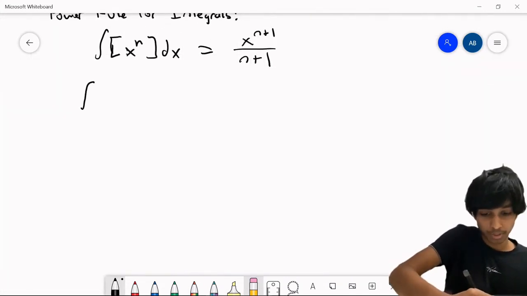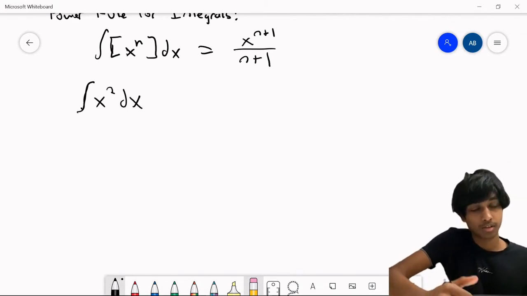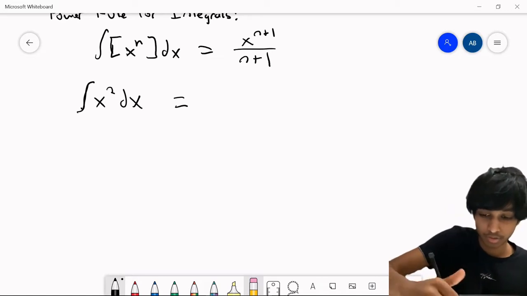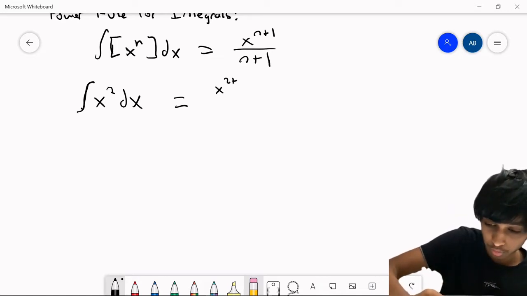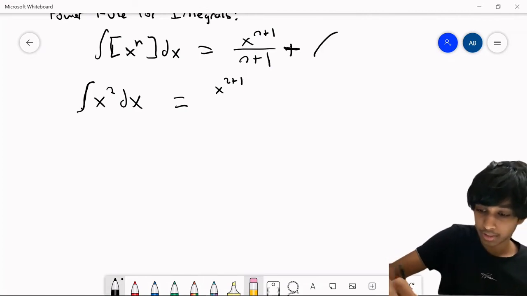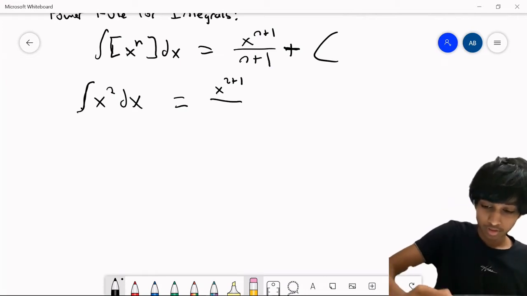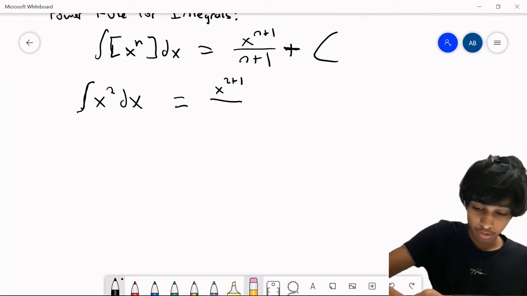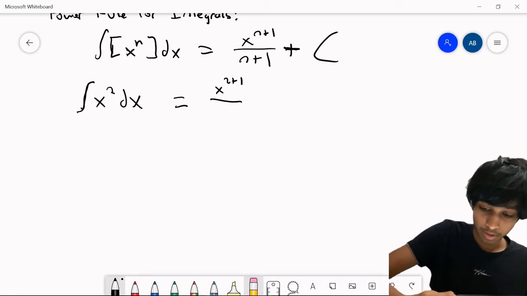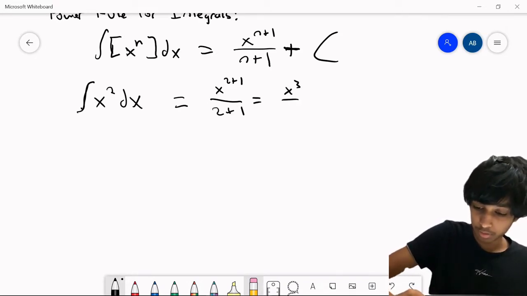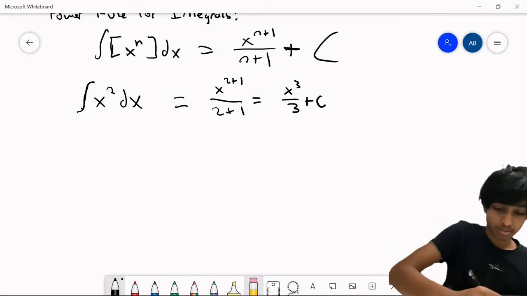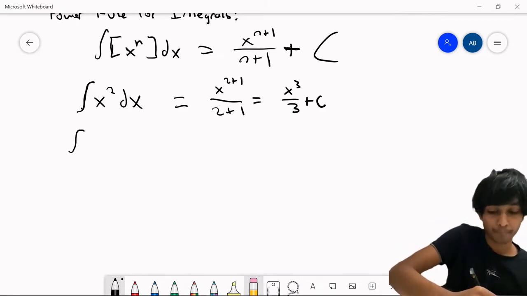The first problem we have is the integral of x squared dx, and that would be equal to x to the 2 plus 1. Oh yeah, and you must add the constant when you do the power rule for an integral. So you have x to the 2 plus 1 divided by 2 plus 1, which would equal x cubed over 3 plus c.